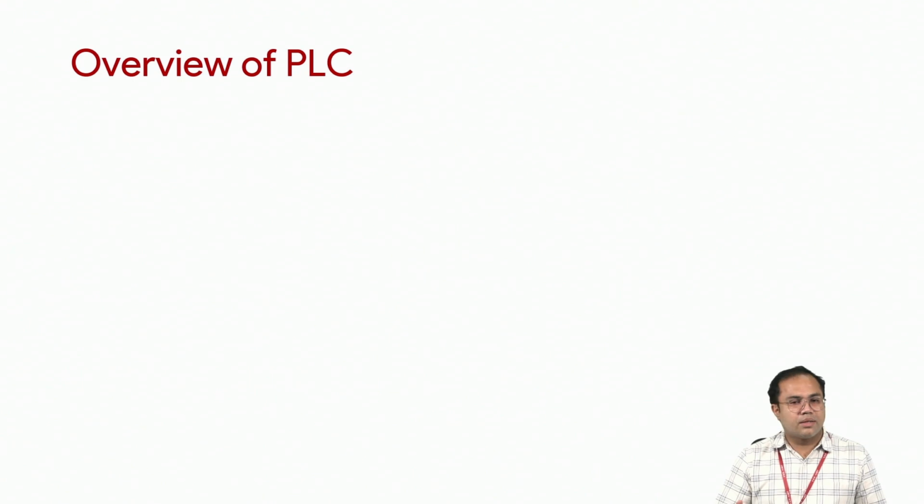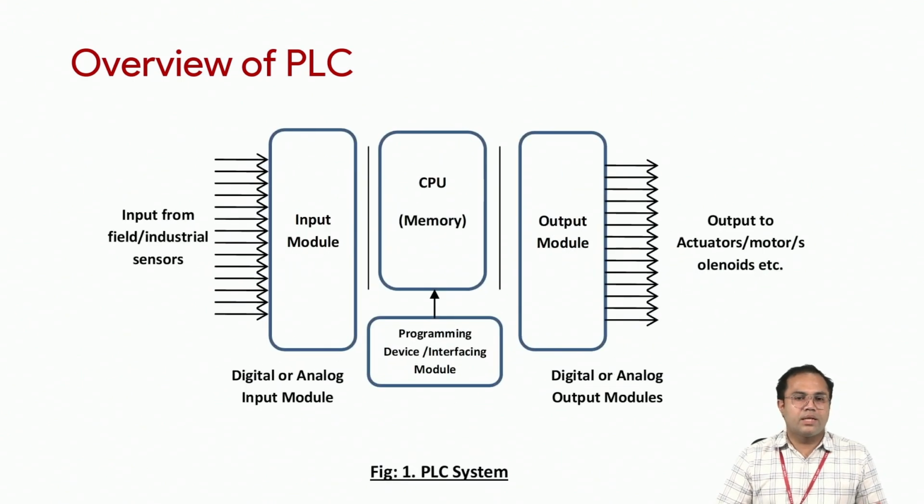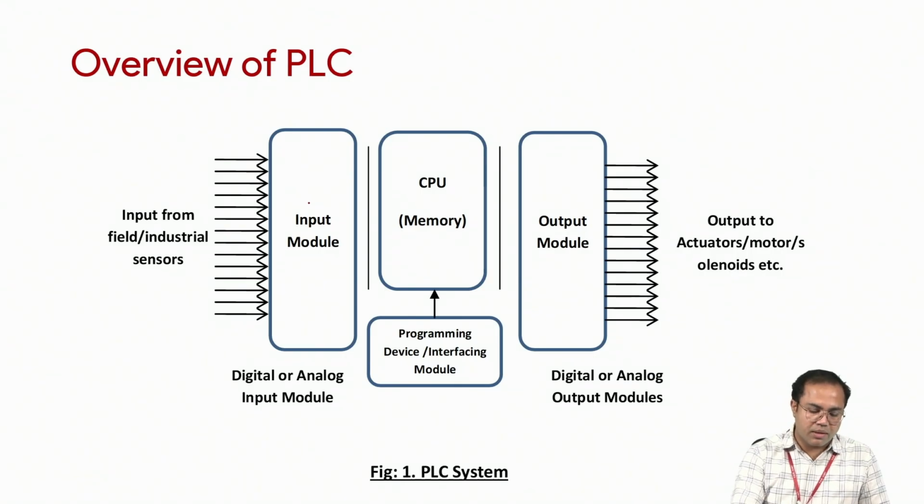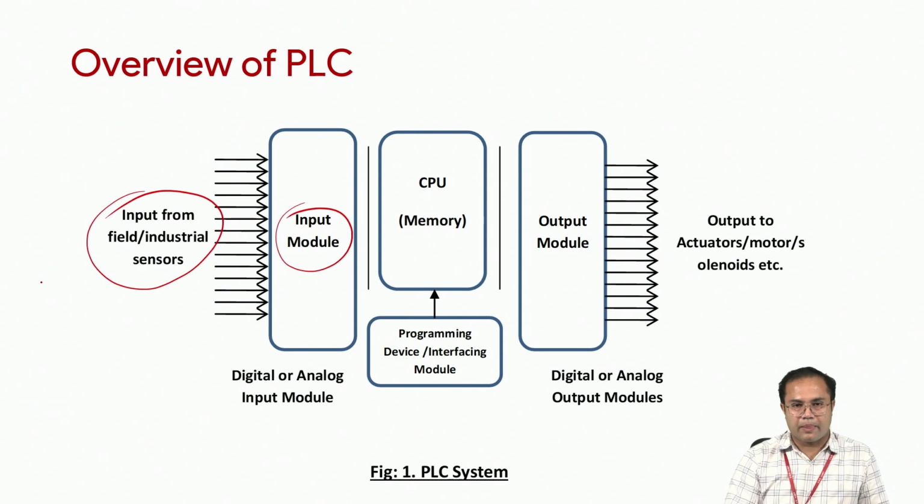Now, let's come to the overview. Basically, the PLC consists of three major components: the input module, CPU, and the output module. Now, what is the significance of the input module? The input module will acquire the information from the field devices. When I say field devices, it can be a sensor or a transducer, a switch, or a proximity, or it can be anything. All the field devices are connected to the input module. So the input module is responsible for acquiring the information from these field devices.